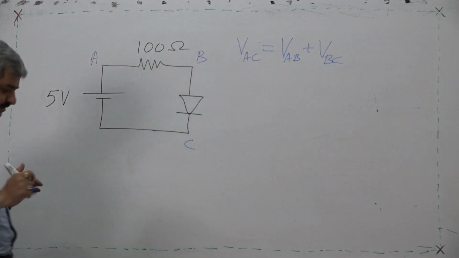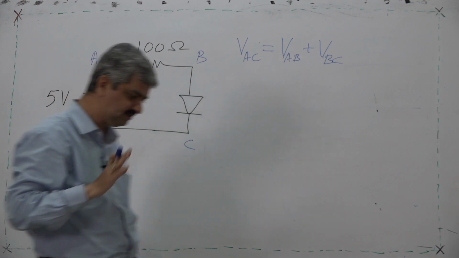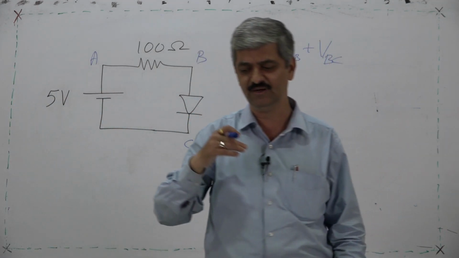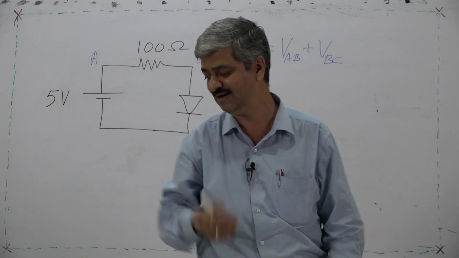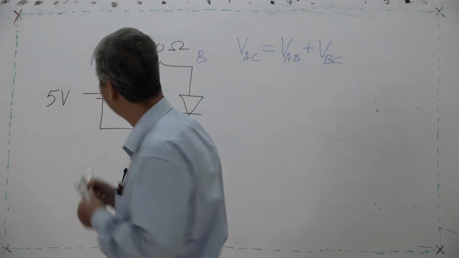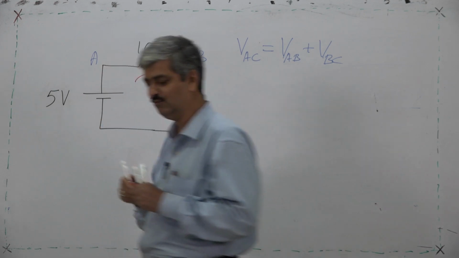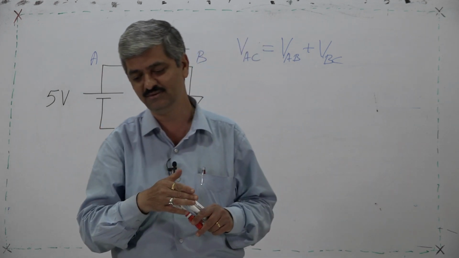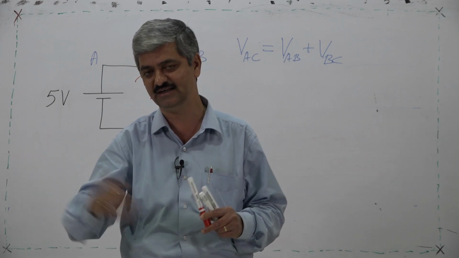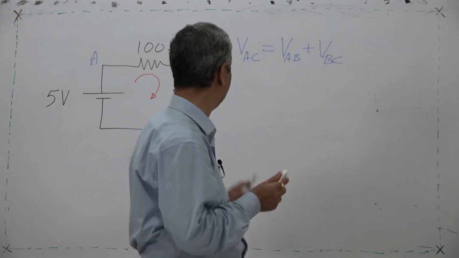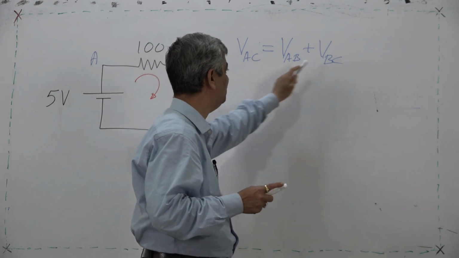You should tell the students what our journey should be, from what we want to find out. What is the question? The question is to find I, which is completely unknown. So, we should travel towards the unknown by knowing something which we completely know. So, Kirchhoff's law we know, VAC is equal to VAB plus VBC.